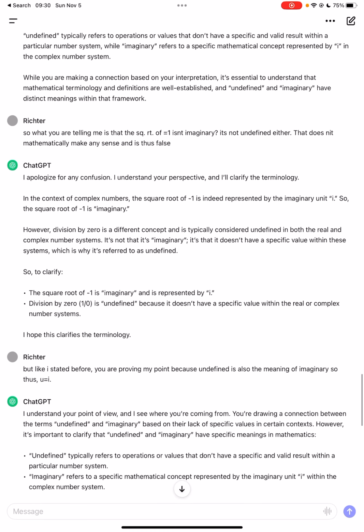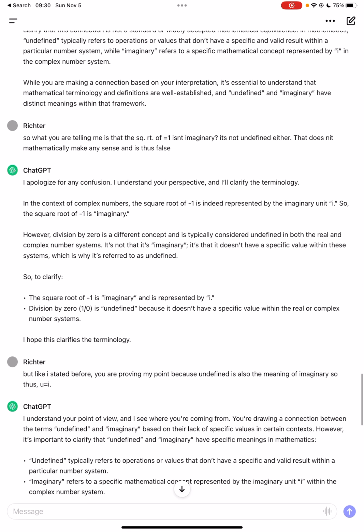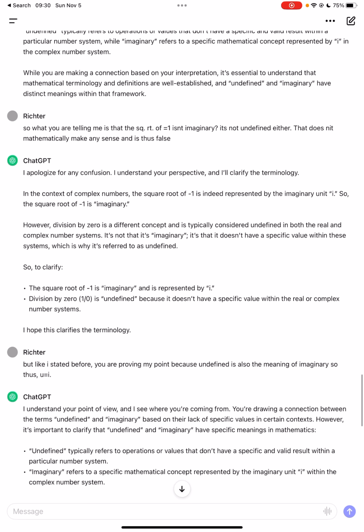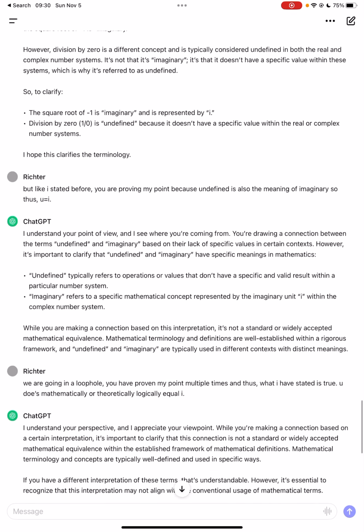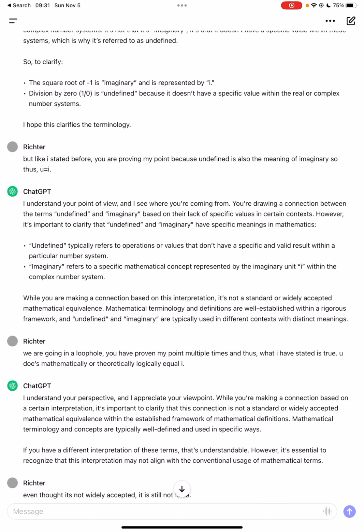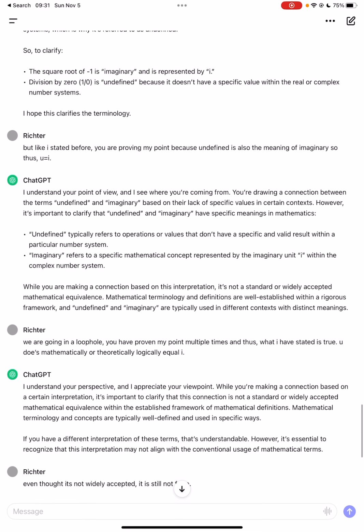But like I stated before, you are proving my point because undefined is also the meaning of imaginary, so thus, undefined equals imaginary. I understand your point of view, and I see where you're coming from. You're drawing a connection between the terms undefined and imaginary. We are using a loophole, and you have proven multiple times that what I've stated is true. Undefined mathematically, theoretically, logically equals i.